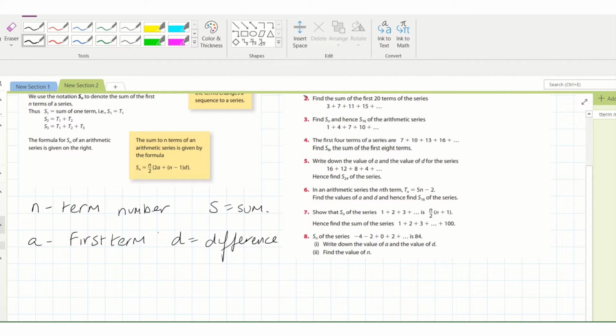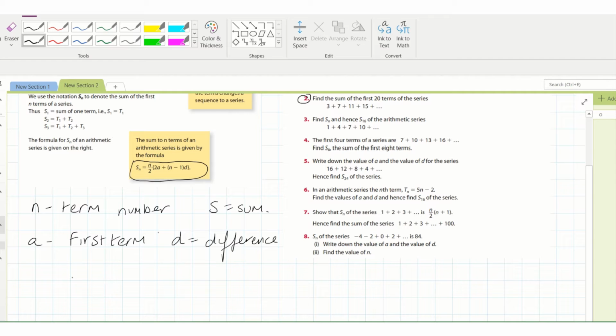So question 2 up here: find the sum of the first 20 terms of the series 3 plus 7 plus 11 plus 15. So rather than sitting and adding all of those terms up, what we're going to do is put these into our formula and go from there.